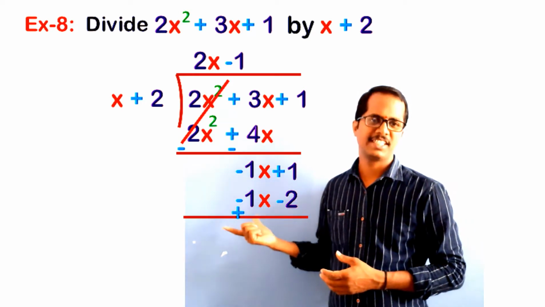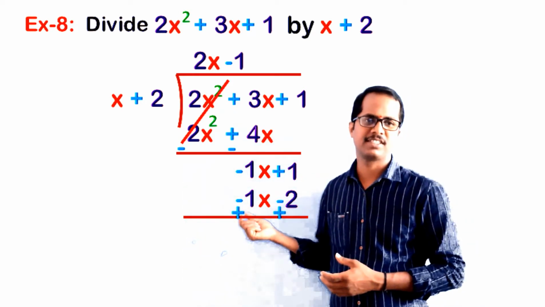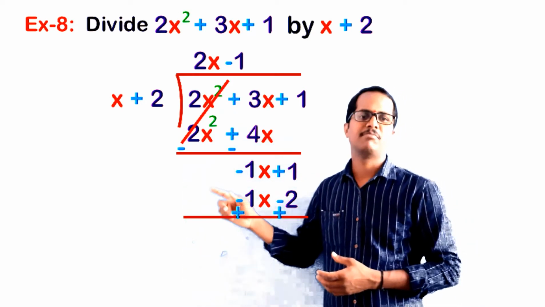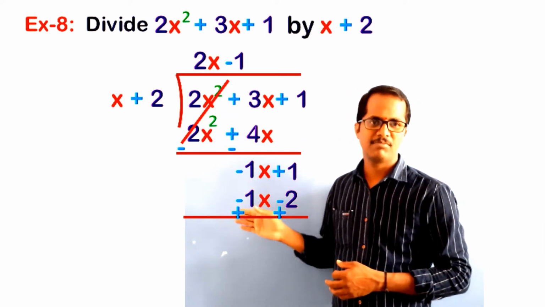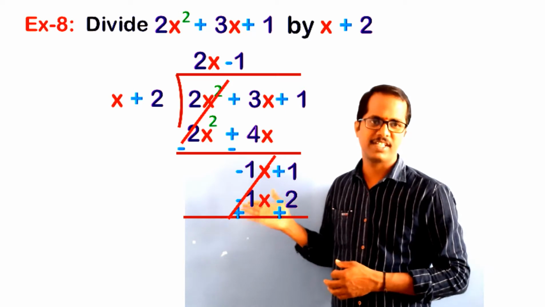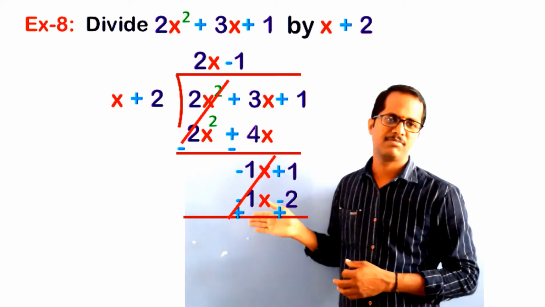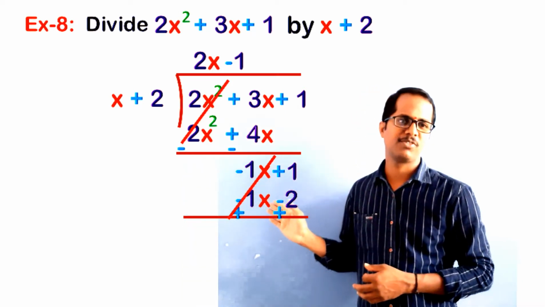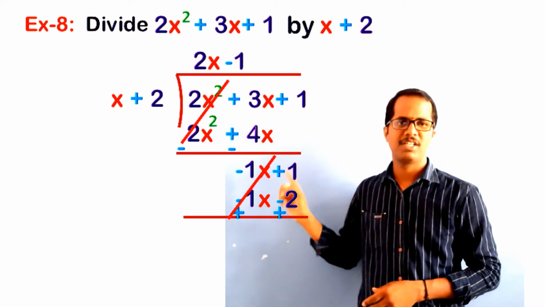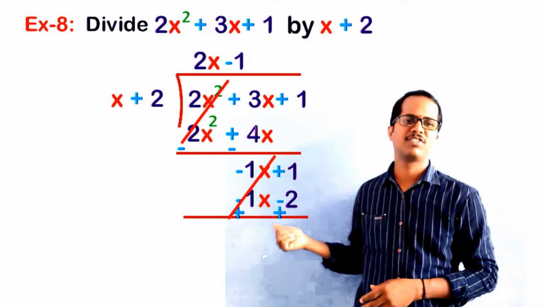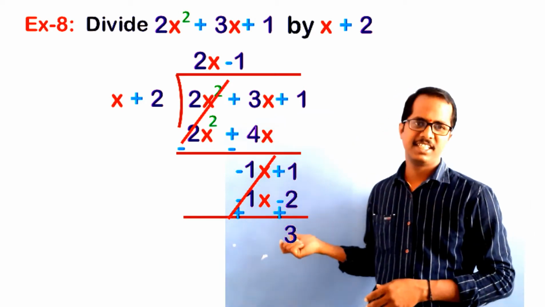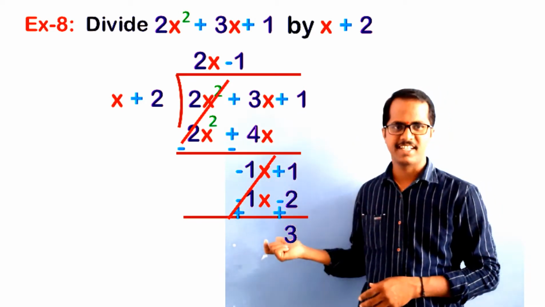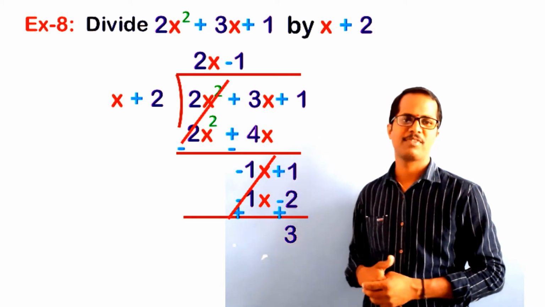For that we need to change the symbols. Here we have minus x, change it into plus x, and minus 2 will become plus 2. So here in the first column, both are equal terms with different signs, so we can cancel them and get the result as 0. And in the second column we have plus 1 and plus 2, which equals plus 3. Now we get the remainder 3, which is a constant and its degree is 0.